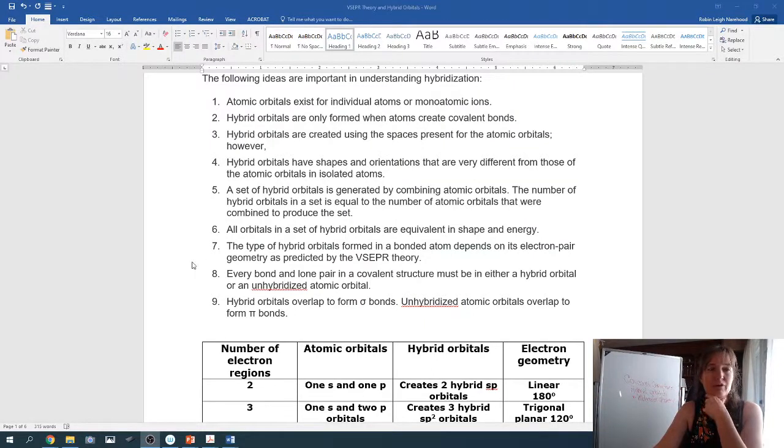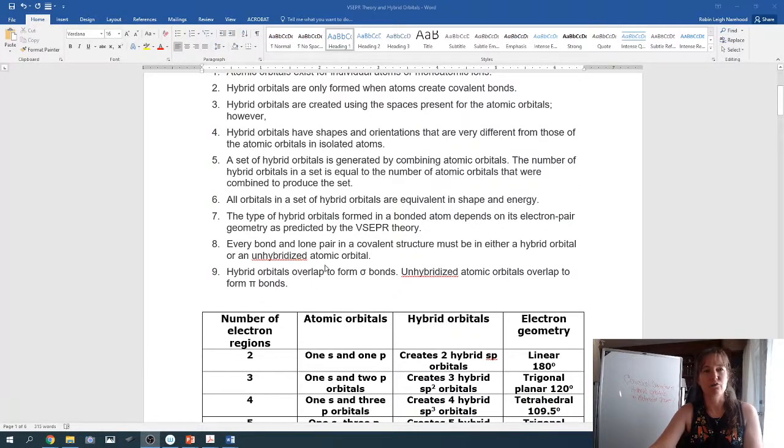Every bond and lone pair in a covalent structure must be in either a hybrid orbital or an unhybridized atomic orbital. So if you have electrons in a Lewis structure, the actual substance that you're trying to draw, those electrons that you drew have to have an orbital for them to exist in. If you draw a molecule and you put too many electrons in the valence shell for an atom, it will not occur that way because there aren't orbitals present in the outermost energy level for that atom to hold those electrons.